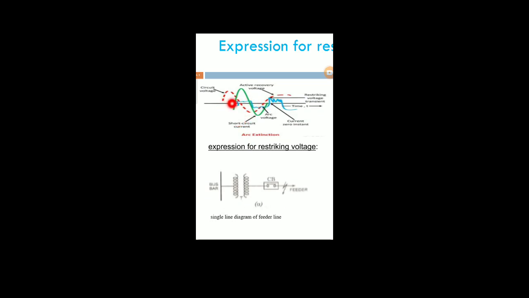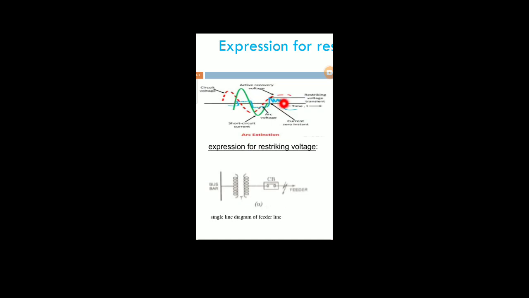The short circuit current lags the voltage V by an angle of 90 degrees because it is inductive in nature. There is a 90 degree angle difference between these two waveforms.